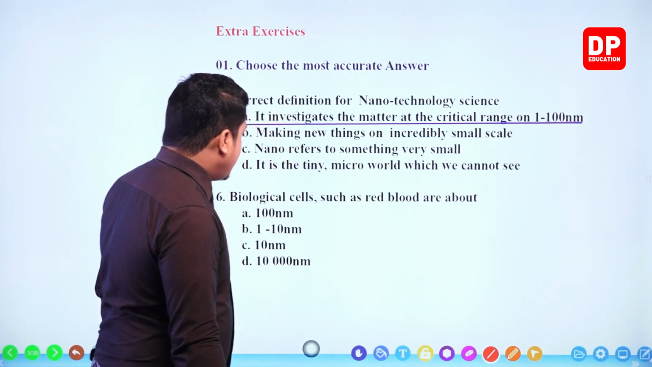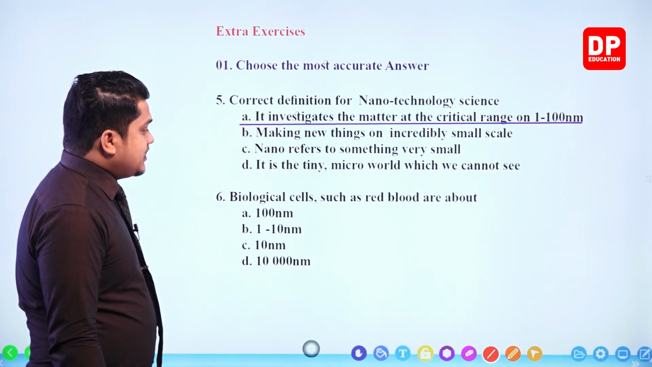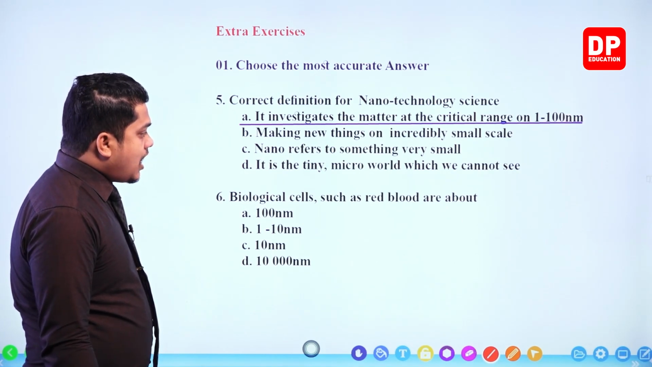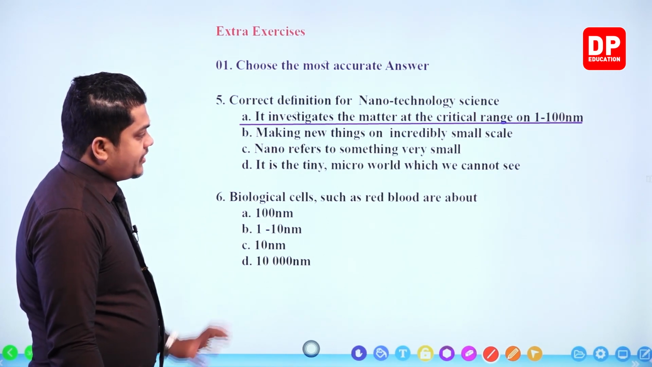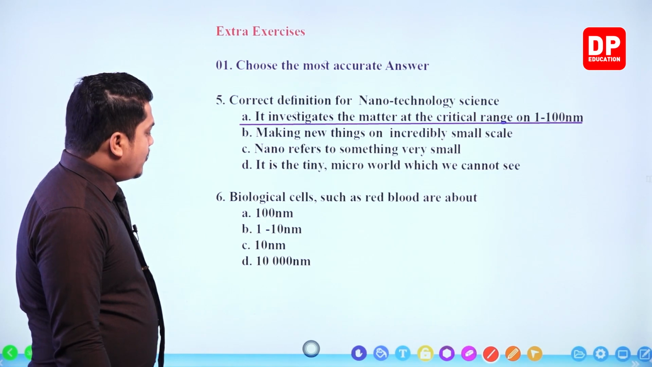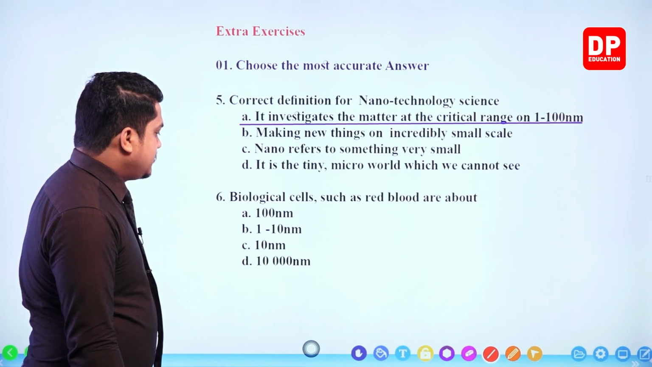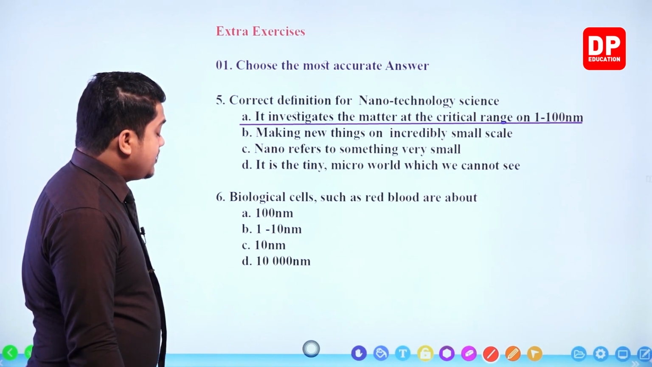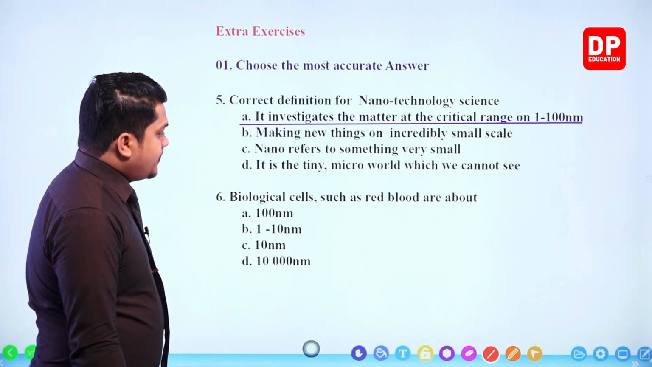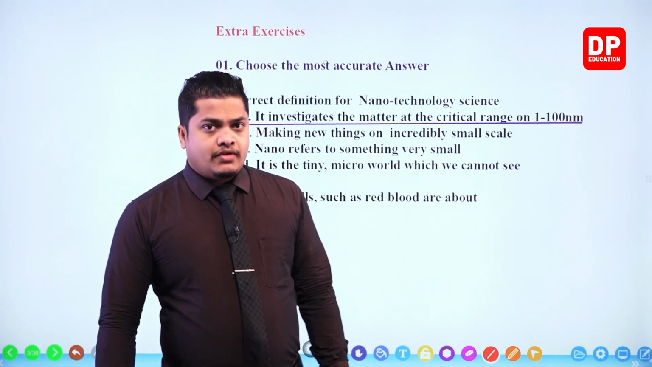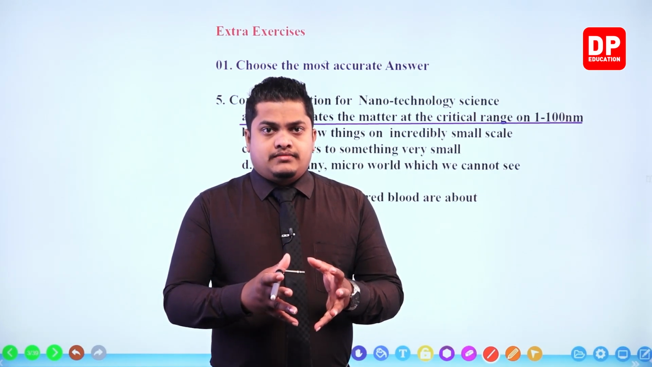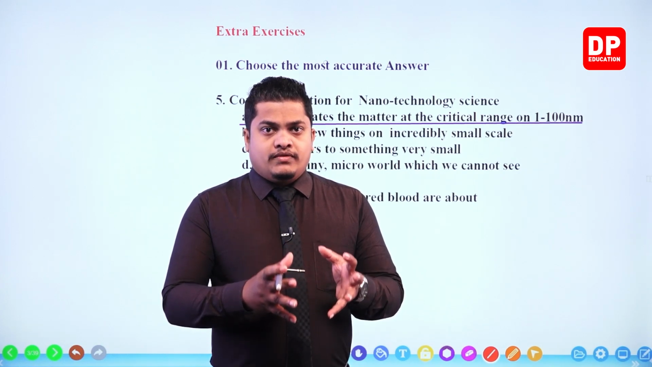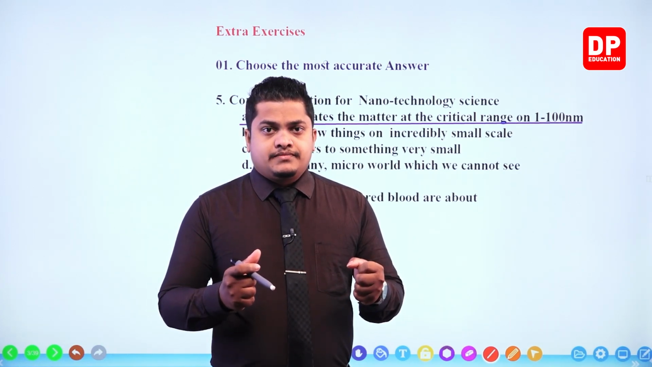Okay, so question number 6, my dear children. Biological cells such as red blood cells are about: 100 nanometers, 1 to 10 nanometers, 10 nanometers, or 10,000 nanometers. So actually, my dear children, when you go for the scale like 1 to 100 nanometers, that's the nanoscale, no? Over there we are discussing certain molecules.